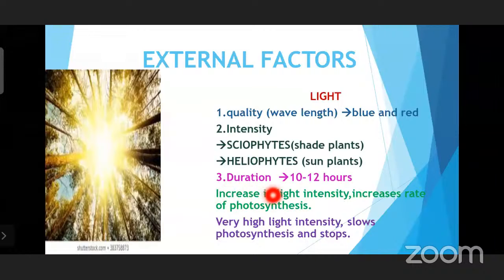Now coming to increase in light intensity. If the light intensity is increasing, the rate of photosynthesis increases. But very high light intensity slows photosynthesis and finally it may stop also. So there is an optimum level at which the photosynthesis rate will be maximum. If the intensity of light is increasing, to some extent it will increase the rate of photosynthesis, but with very high light intensity, the same process slows down or finally it may stop also.